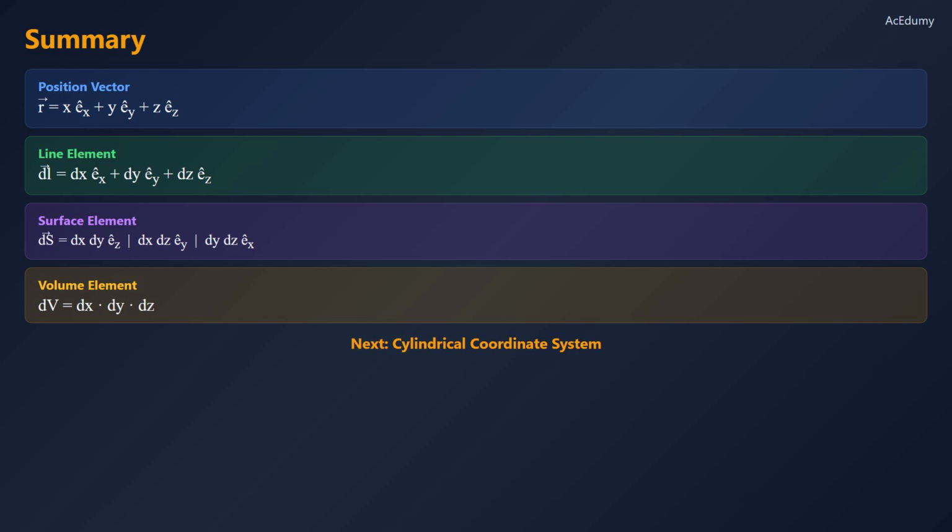The line element is dl equals dx ex plus dy ey plus dz ez. The surface element ds depends on which plane we are on, and the right-hand rule determines its sign. The volume element is simply dv equals dx dy dz. In the next lesson, we move to cylindrical coordinates, where the geometry becomes circular.